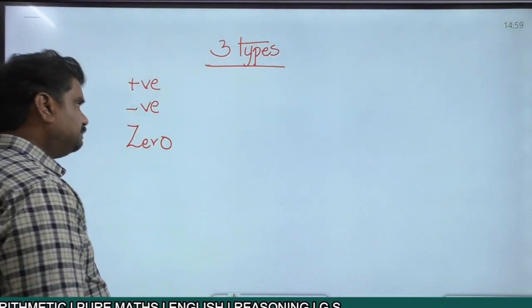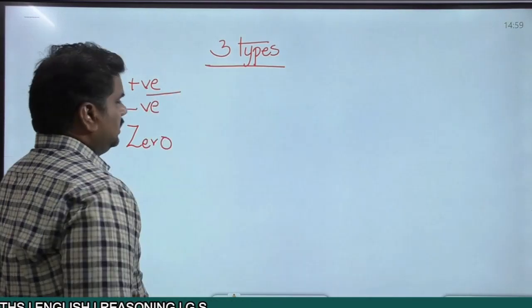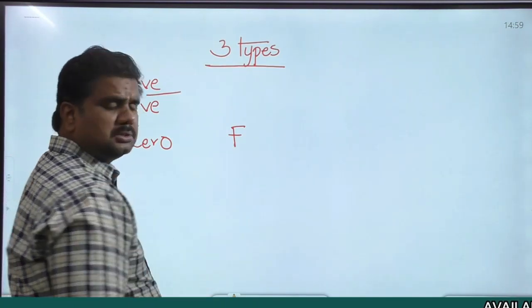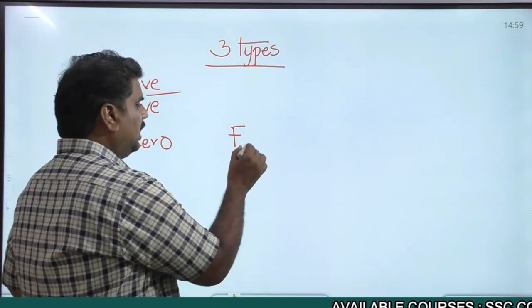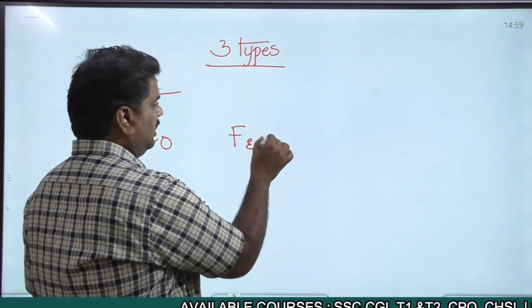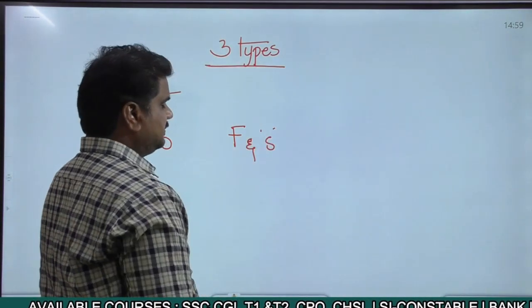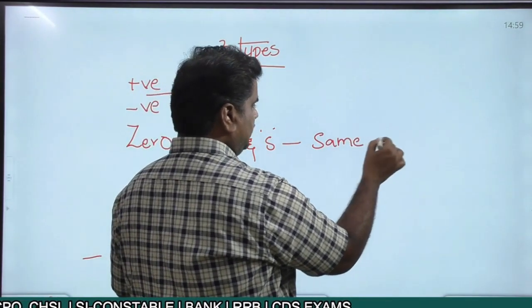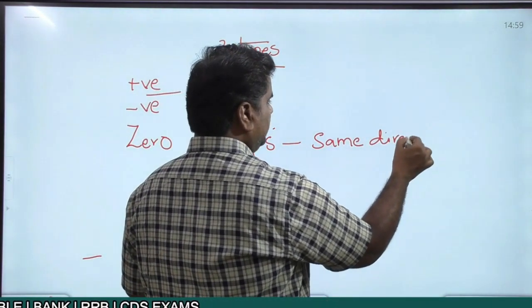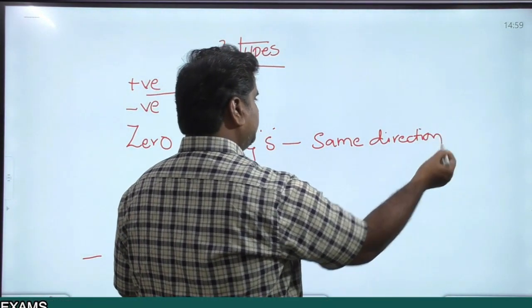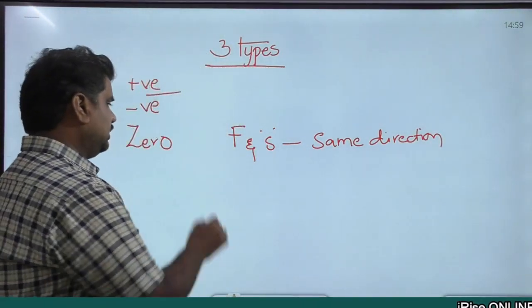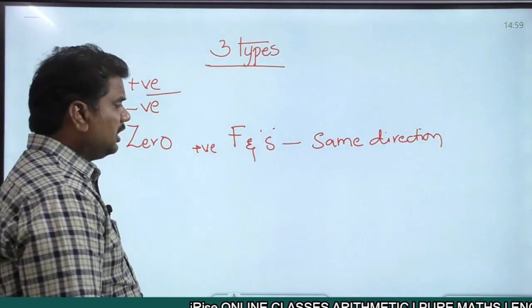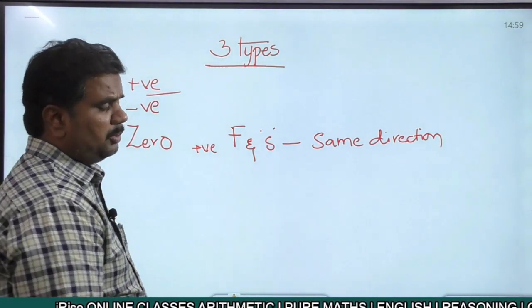Now suppose that when work done is positive, if at all the applied force and the displacement both are in same direction, in that particular case work done is said to be positive. Force and displacement are in same direction, in that particular case work done is said to be positive.